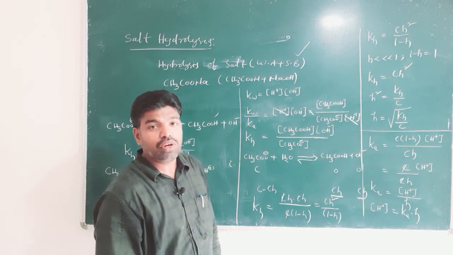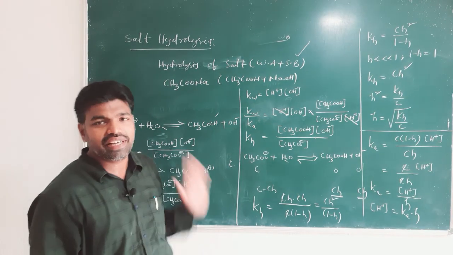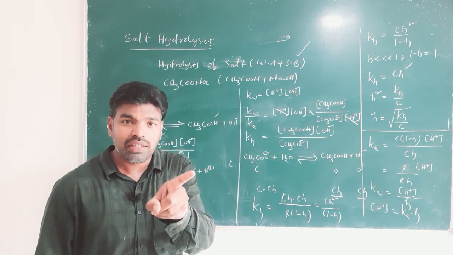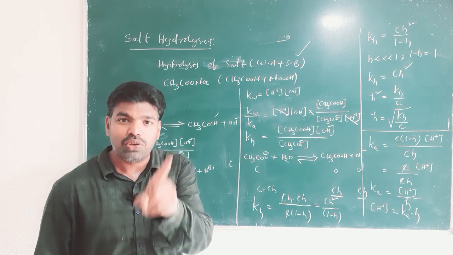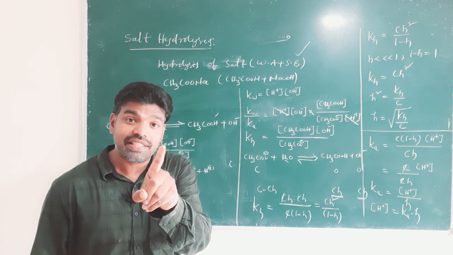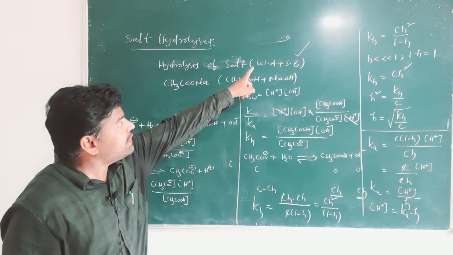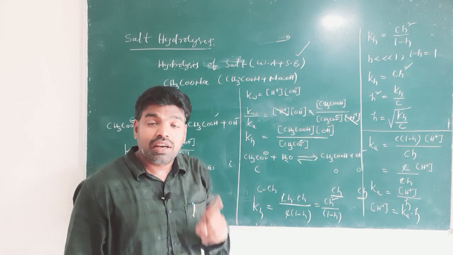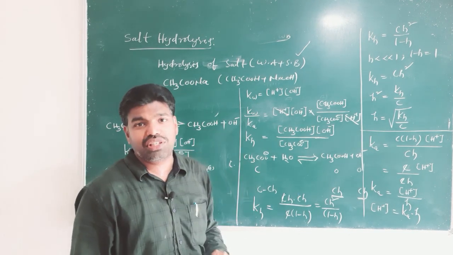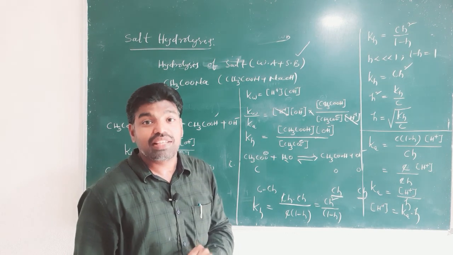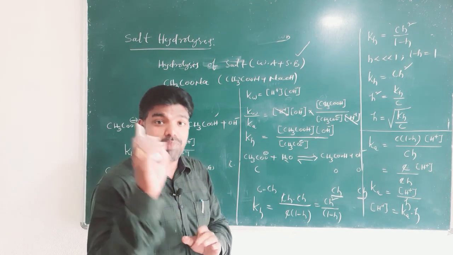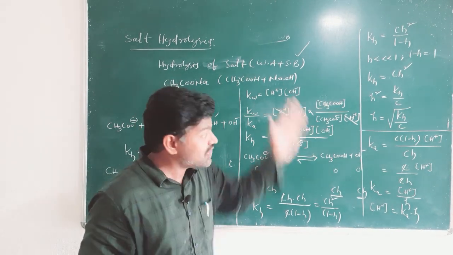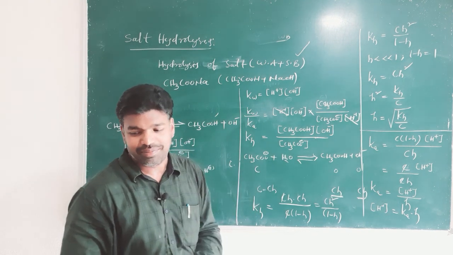Why is all this derivation needed? Because when we add water to the salt, that results in the formation of a solution. That solution is either acidic or basic, but in this salt combination, that solution is basic. So we can calculate the pH or pOH of that solution. If you want to calculate the pH or pOH of the solution, you need to know the concentration of H plus ions. That's why all this calculation is needed.